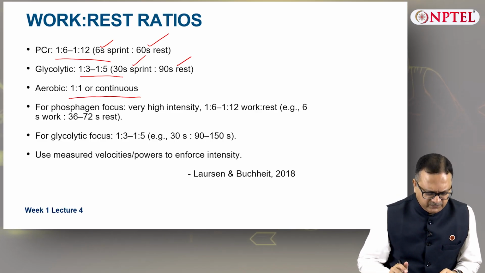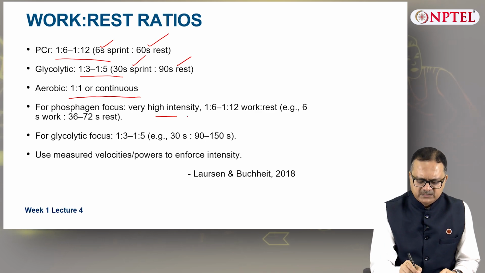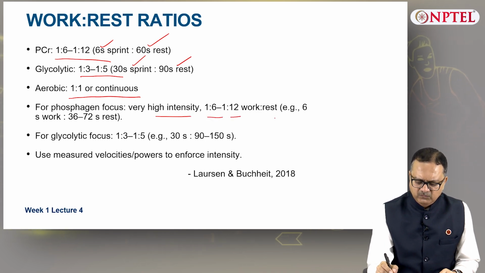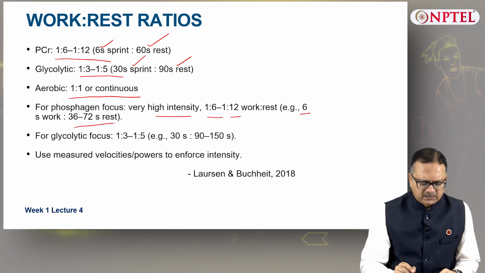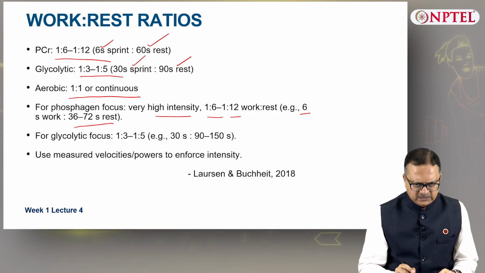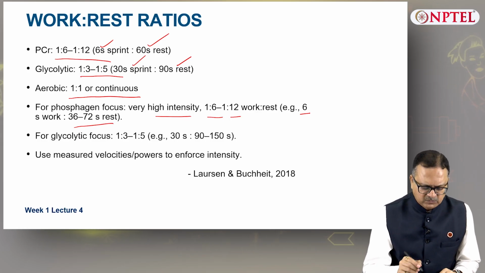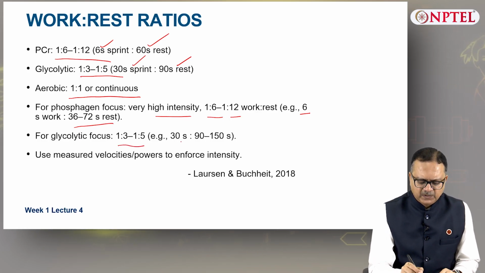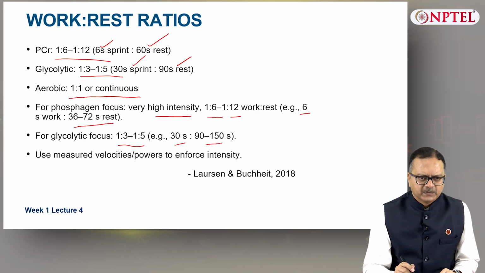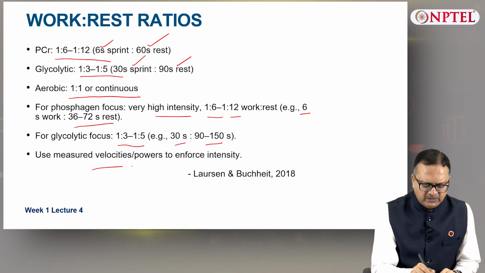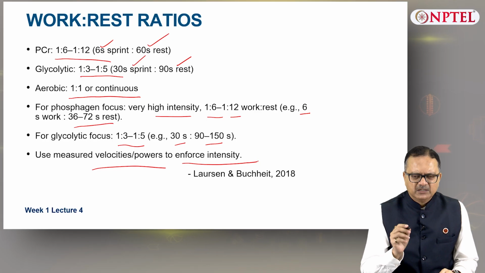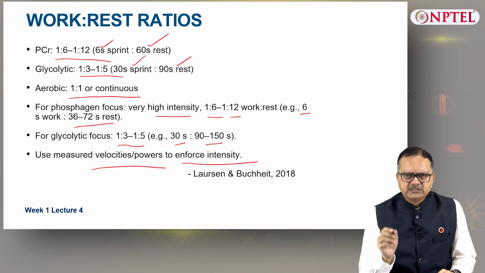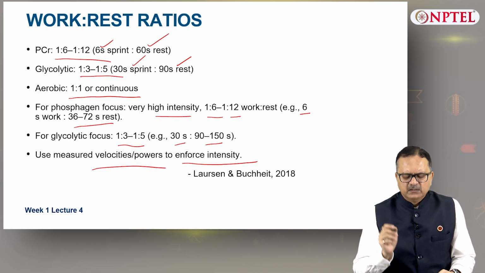If you want to improve phosphagen, very high intensity, 1:6, 1:12 work rest. That means 6-second work, 36 to 72 second rest. For glycolytic focus, 1:3, 1:5, 30-second work, 90 to 150 second rest. Use measured velocities and powers to enforce intensity. That means use standard measurements to enforce the intensity.